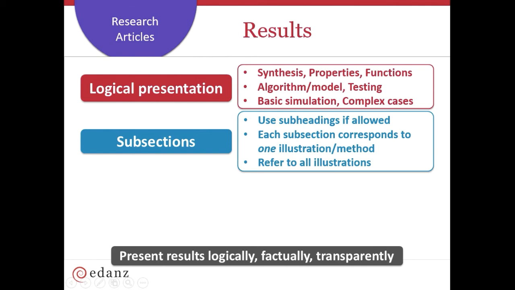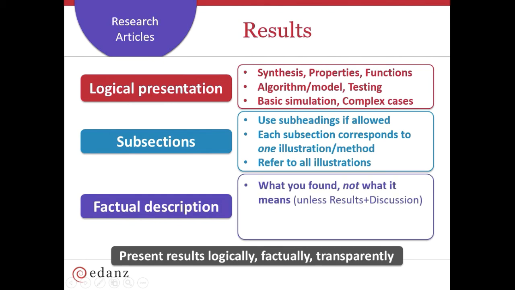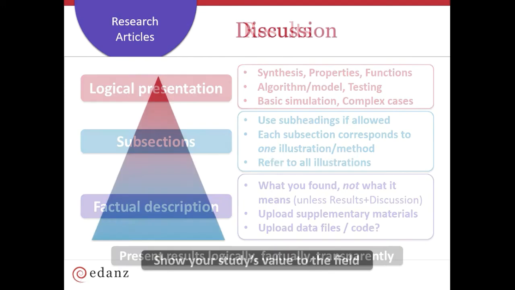If your journal uses separate results and discussion sections, you should only factually describe the results, not what the findings mean. If you have extra illustrations, you can usually upload them as online supplementary files. And now some journals require you to upload data files too.